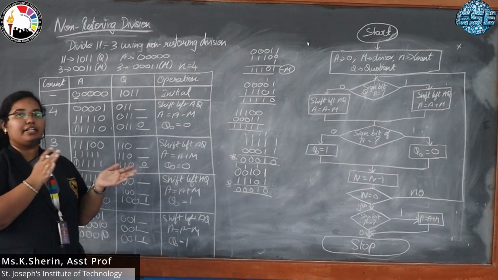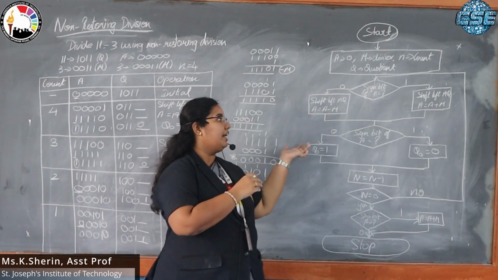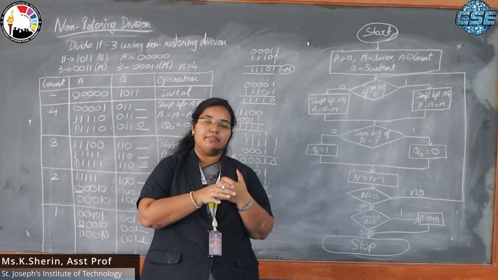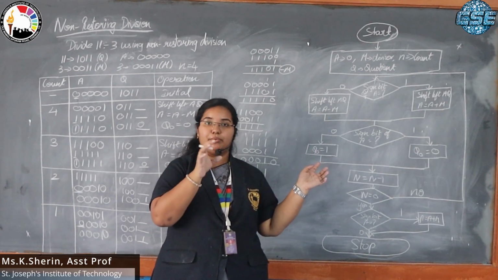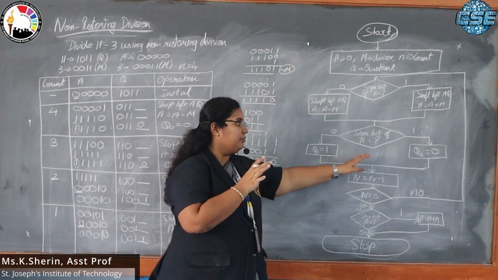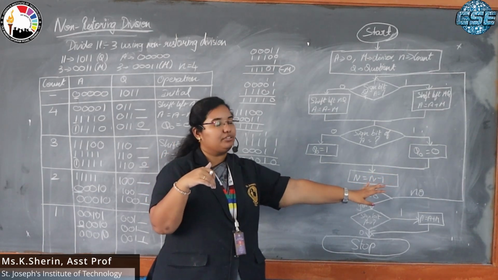When it comes to your restoring part, you will be doing only a shift left AQ operation, and go on to your A equal to A minus M, and finally check your sign bit value. Whereas in between you will restore your A value, while declaring your Q naught is equal to 0.